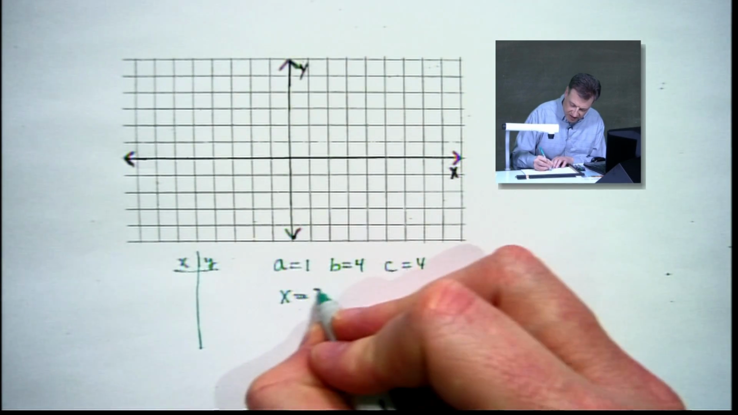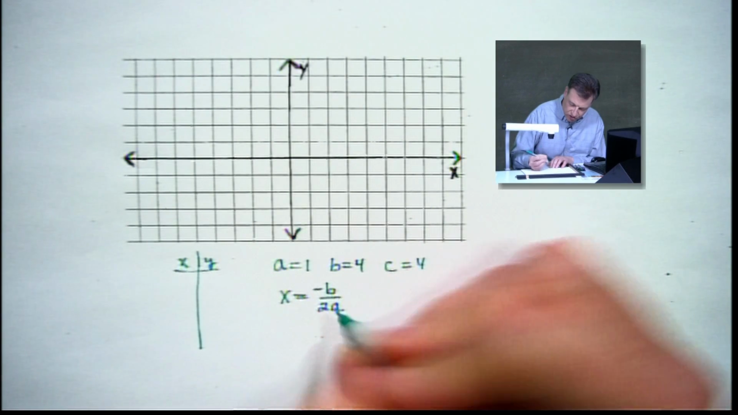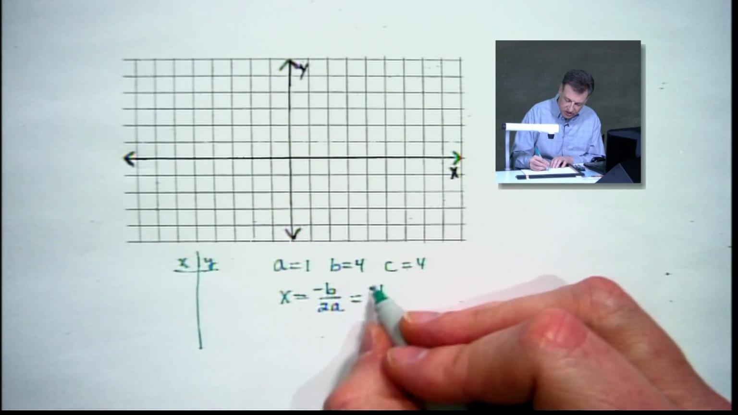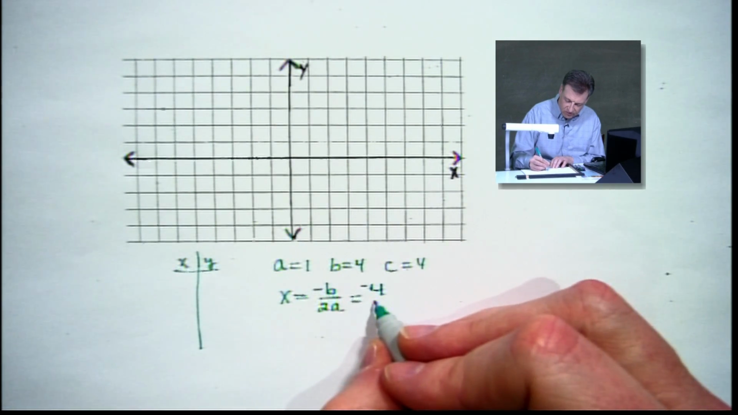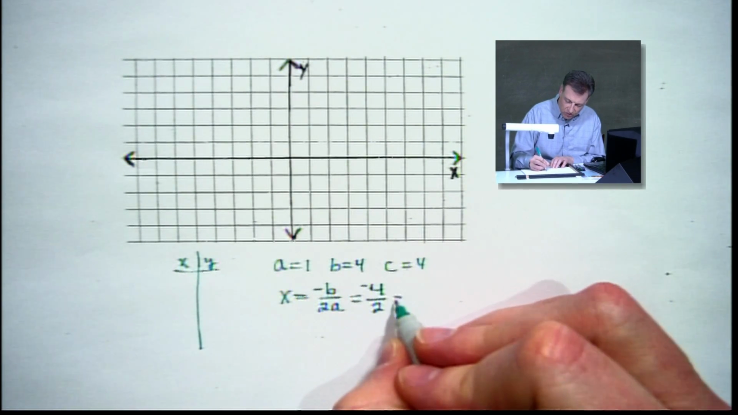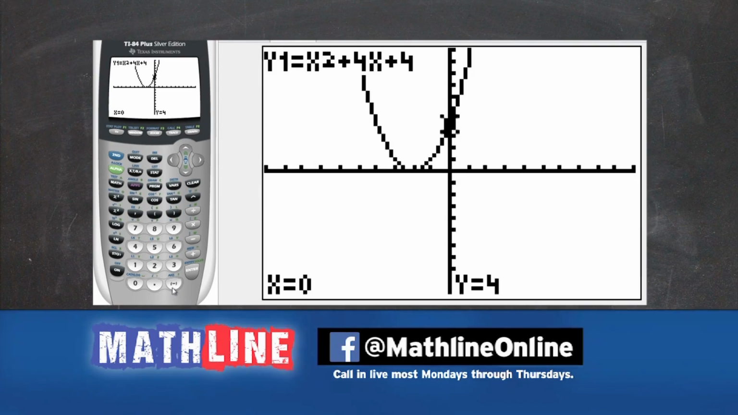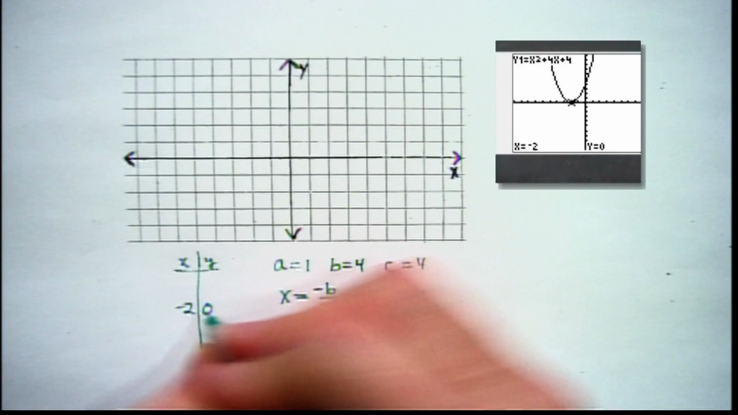X, remember, equals the opposite of b over 2a. And in this case, b is going to be a negative 4 when we punch in the opposite, because b is actually 4, over 2. So we're looking at negative 2 for x. So hit trace real quick. Trace gives us a negative 2. Folks, our vertex is at negative 2, 0. So we're going to put that right in the middle.